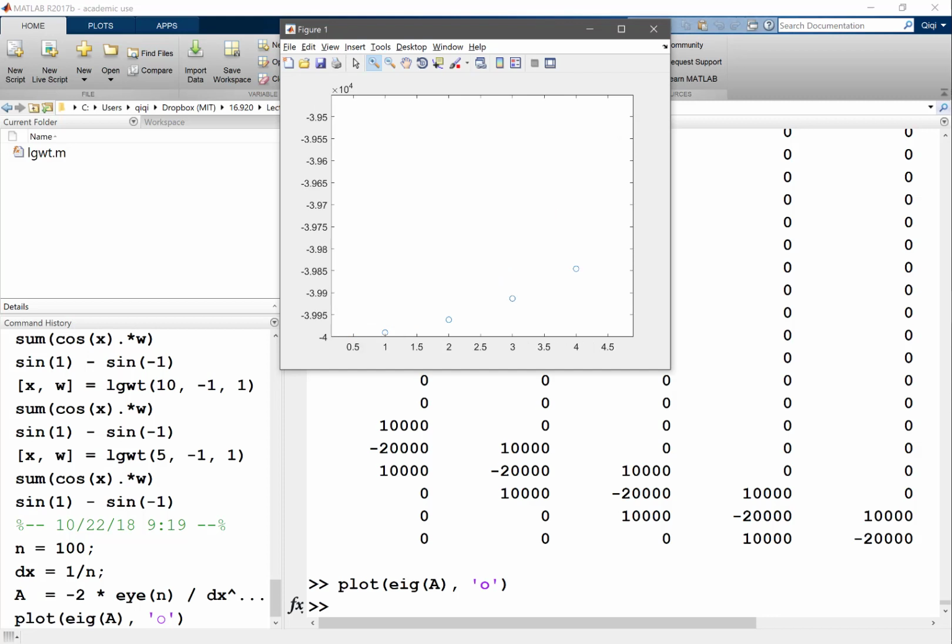Okay, so you can zoom in to see a little bit about what this is. It looks like it's very close. The first one is very close to minus 4, but it's actually a little bit above that. All right. Okay.